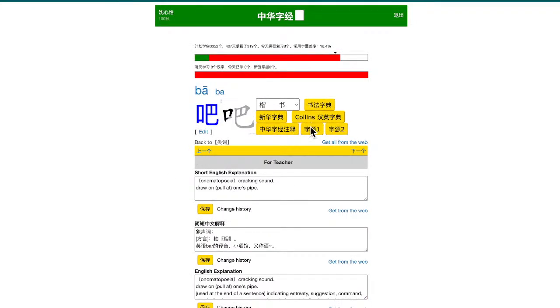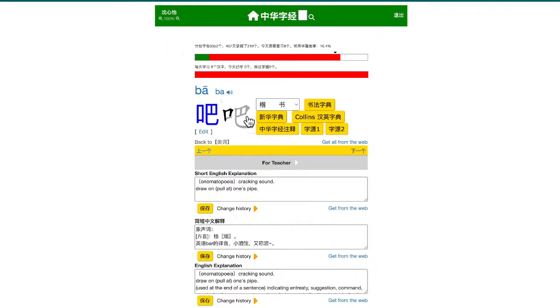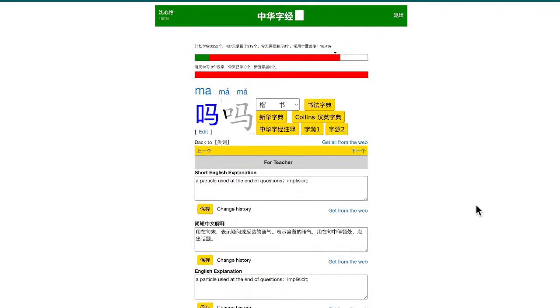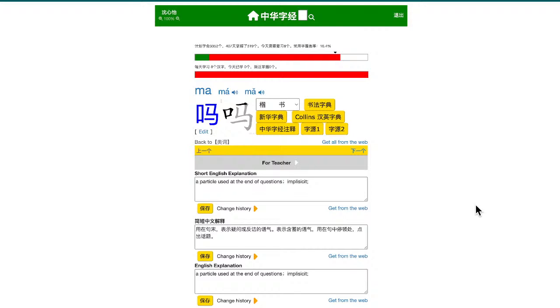Now this one, if you look at the characters, is really simple. Basically, they use the 巴 on the right hand side to indicate its pronunciation. That's it. Next one is ma. Ma is a particle used at the end of a question to indicate a question.